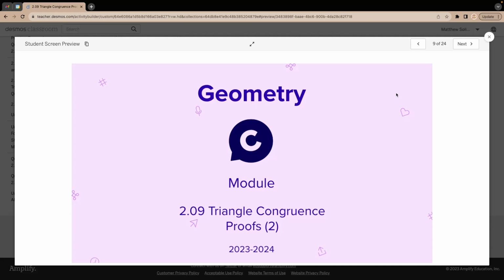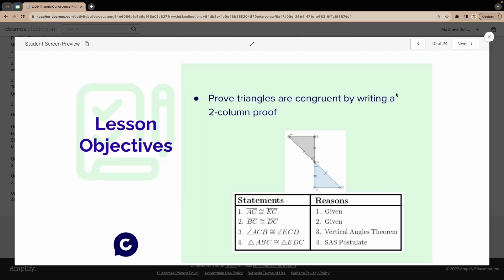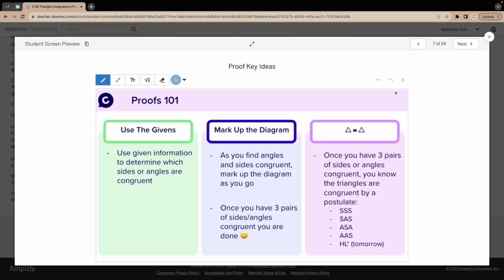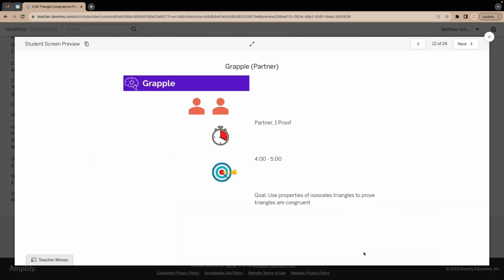Triangle congruence proofs 2. We're just going to prove more triangles are congruent, just more practice doing proofs. A couple of the big ideas from last class, remember, we go back. We want to use those givens. We want to mark up the diagram, make sure you get 3 sides or angles congruent. And then once you have 3 pairs of sides or angles congruent, we know the triangles are congruent by one of the postulates. All right, so let's look at a couple examples.